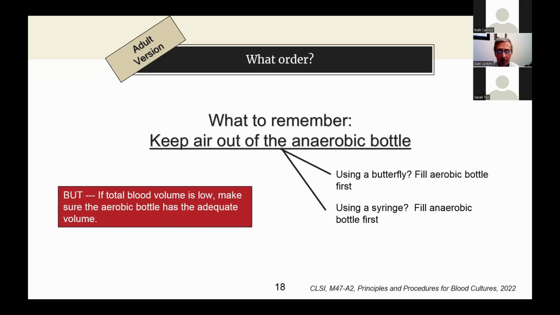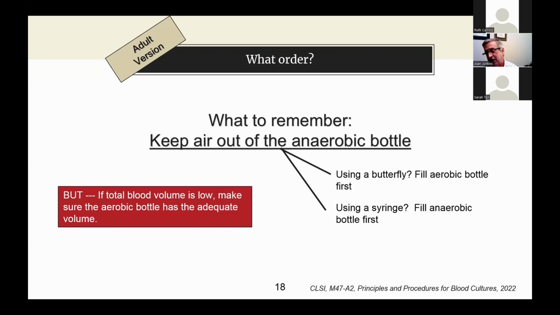Aerobic or anaerobic bottle first, that's another question that I've gotten a lot. And I think it's too complicated the way we look at it. Here's the easy part, what I think. You want to keep air out of the anaerobic bottle. That's the main thing. So if you are using something like a butterfly, where you've got air in the tube, and that air is going to be drawn into the first bottle, then fill the aerobic bottle first. So that air goes into the aerobic bottle.